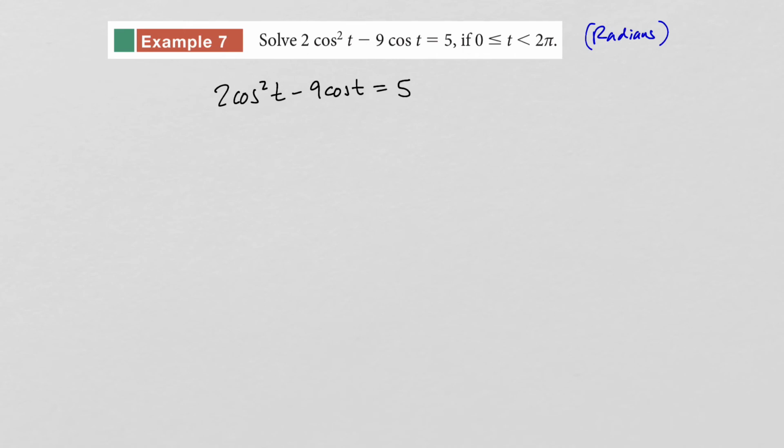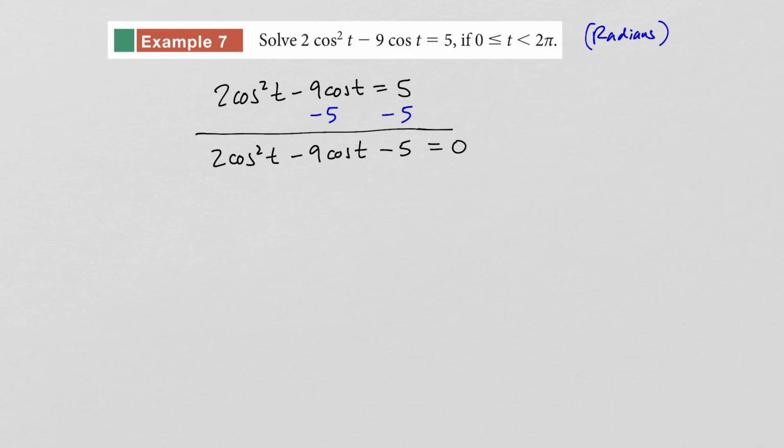So if you look at this equation carefully, this resembles the equation that we had in the last example. Notice that this is a quadratic equation in cosine of t, because here the cosine of t is squared. So to solve this, I want to set it equal to 0, and I can do that by subtracting 5 from both sides. This gives us 2 cosine squared of t minus 9 cosine of t minus 5 equals 0. And now we can solve this by factoring this expression.